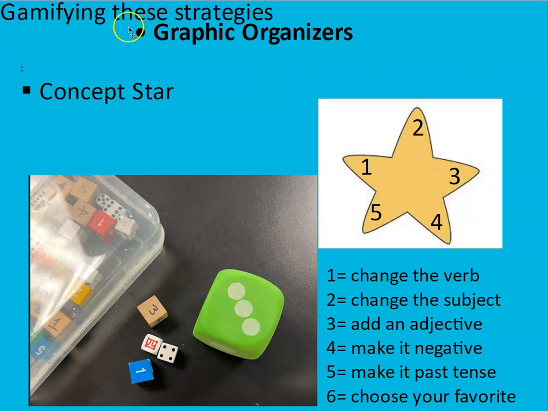All right, so the first one Hattie gives us is the concept star. Basically, just an easy way to gamify it. Designate each point of the star, numbers 1 through 5, and have the students roll a dice, okay? Number 1, change the verb. Number 2, change the subject. Number 3, and then number 6 could be your wild card. It could be a special question, or you could, of course, draw a 6-pointed star to begin with.